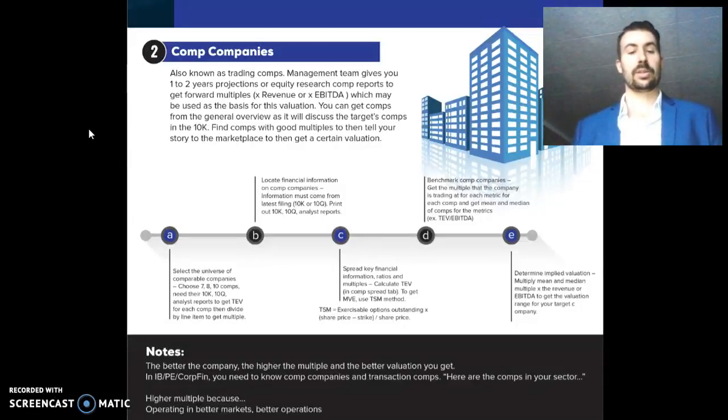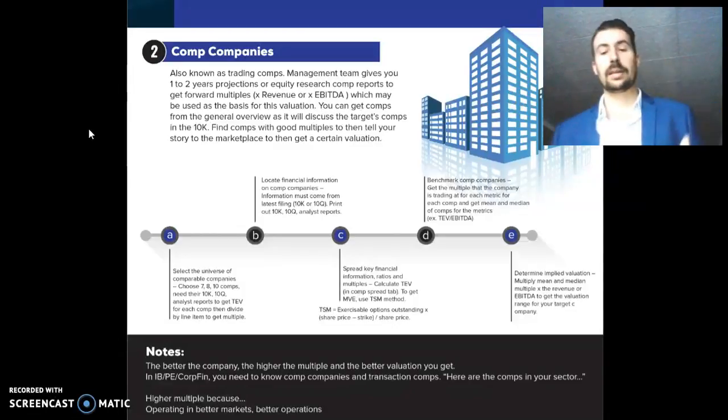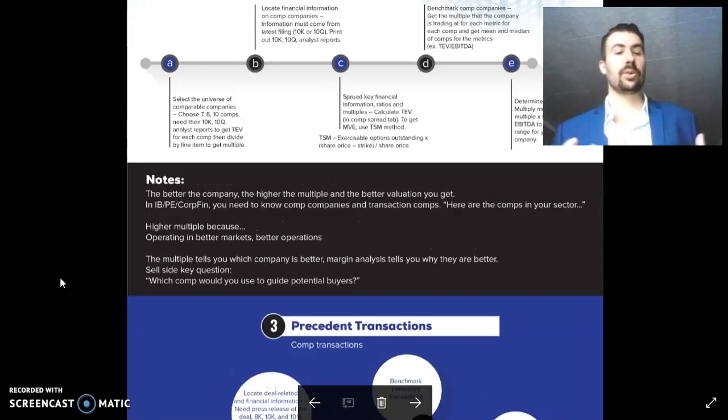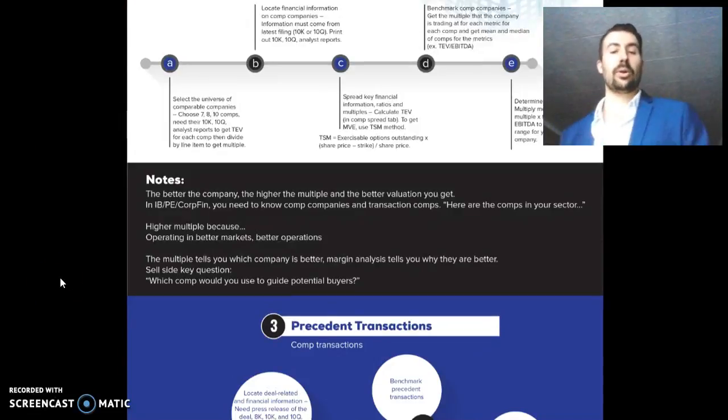We're going to be using the treasury stock method, which is the exercisable options outstanding times the difference between the share price and the strike price over the share price. And then ultimately we're going to be benchmarking those comp companies to get the multiple that the company is trading at for each metric for each comp, to then get to the mean and the median for the comps, which will then be used to determine an implied valuation. We're going to be applying the mean and median multiple to the revenue and EBITDA of the target company to get the revenue and EBITDA based valuation. The key important thing to note here is the better the company, the higher the multiple and the better valuation you get.